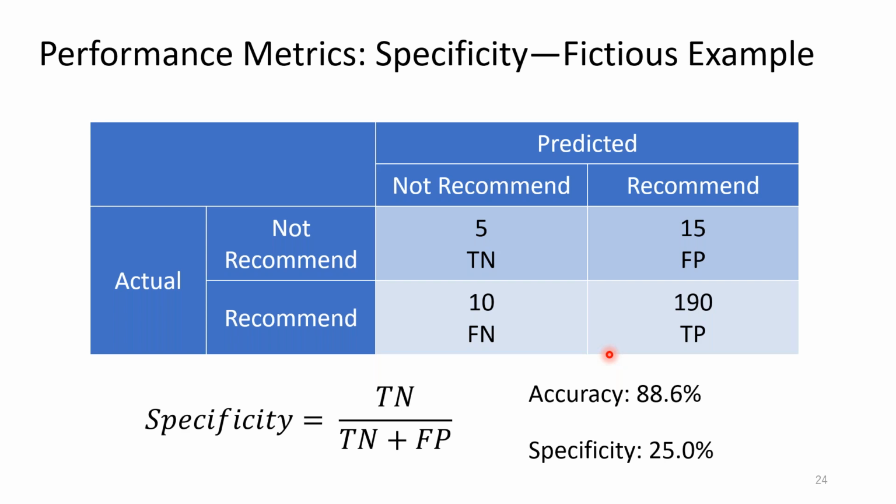So here, the metric called specificity is important. Specificity is the ratio of correctly predicted negatives, true negatives, to the total number of actual negatives. It can be calculated by dividing the number of true negatives by the sum of the true negatives and false positives. And this is a fictitious example.